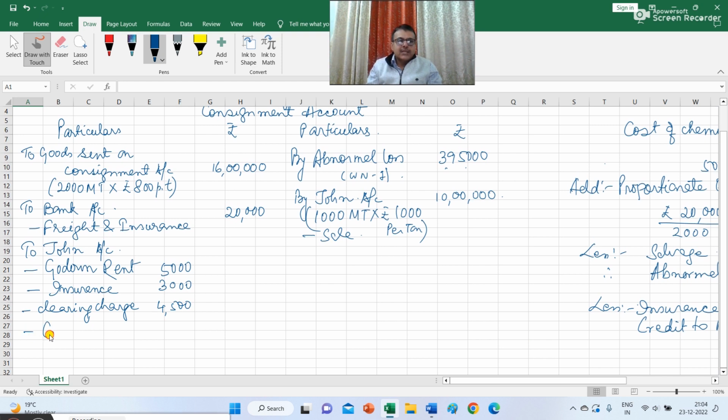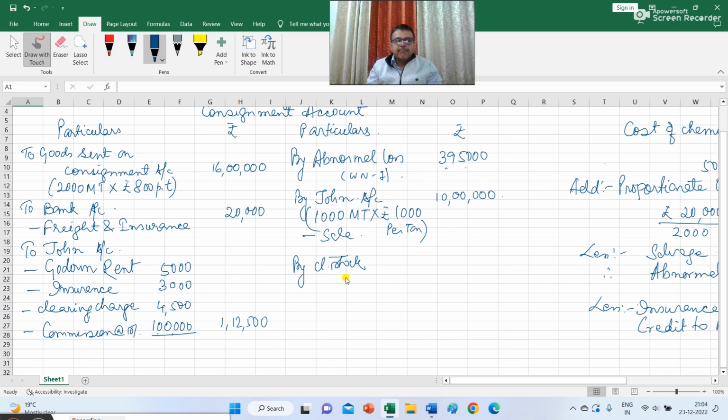John is entitled to a commission of 10%. So he is entitled to a commission of rupees 1 lakh, and he is going to retain this amount of 1,12,500 from the sale proceed. So balance figure will be remitted by Mr. John to Ramesh. Now we have to find out the value of closing stock.